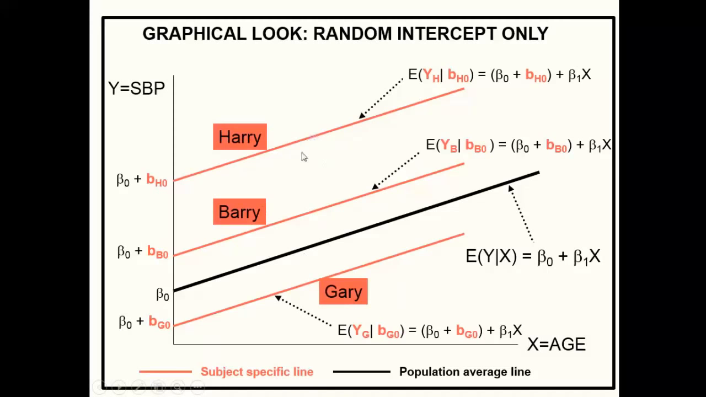These are the linear models for three of the many people in the study, Harry, Barry, and Gary. What's the difference between Harry, Barry, and Gary and this summary line? Well, Harry, Barry, and Gary have their own intercept. They have their own contribution to the intercept. If you don't account for this random intercept problem, you're missing something, because Harry, Barry, and Gary have their own contribution to the intercept. So that's the reason why you want to consider a random intercept in this case.